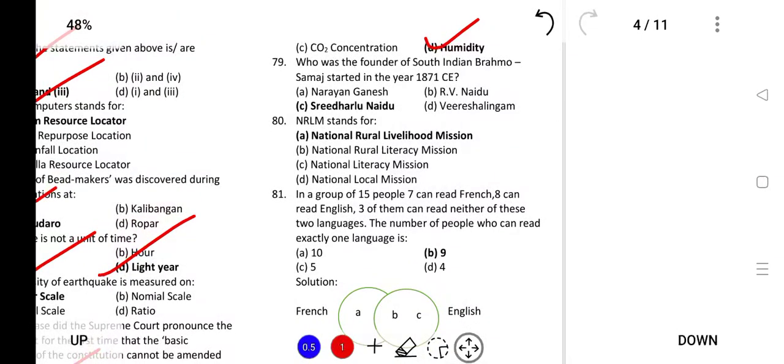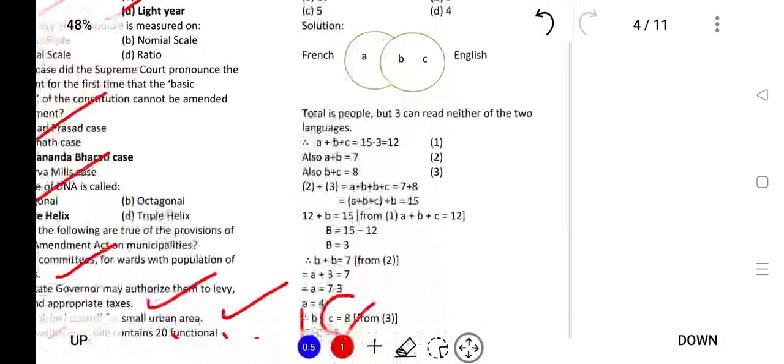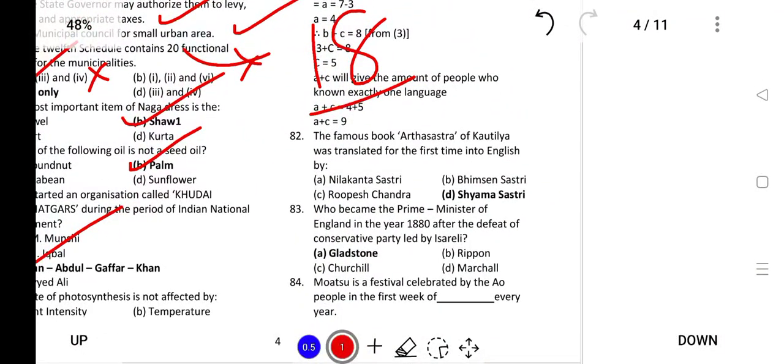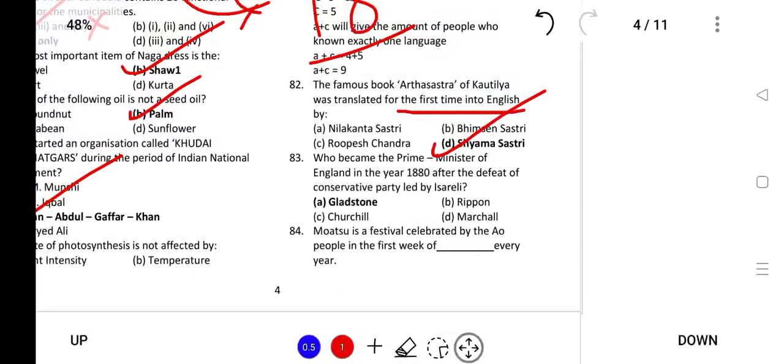Next, the South Indian Brahmo Samaj was founded in 1871 by Sri Sridharalu Naidu. NRLM stands for National Rural Livelihood Mission. The famous book Arthashastra of Kautilya was translated into English for the first time by Shamasastry. Who became the Prime Minister of England in 1880 after the defeat of the Conservative Party? It will be Gladstone.